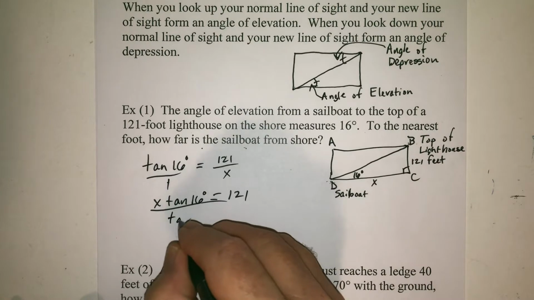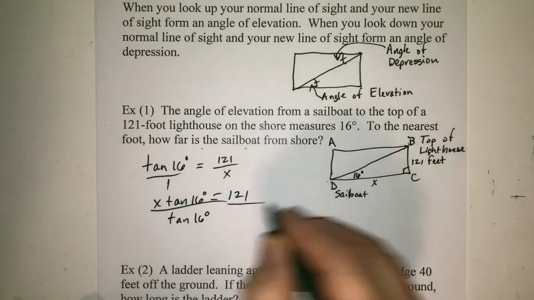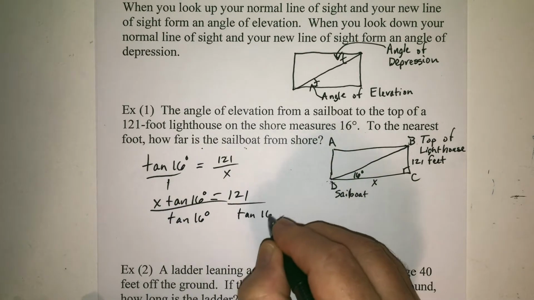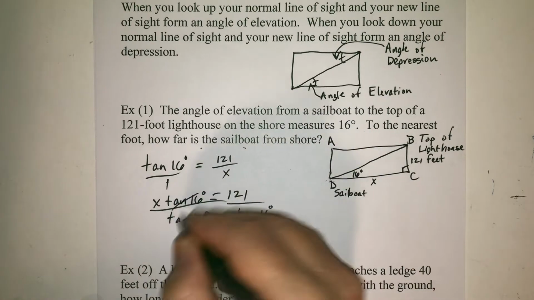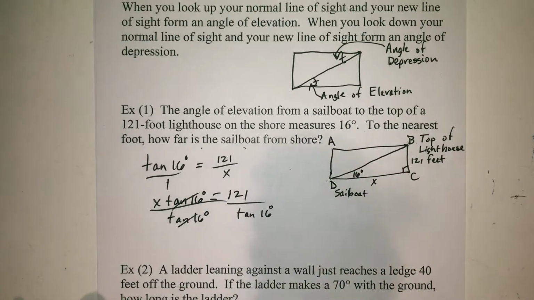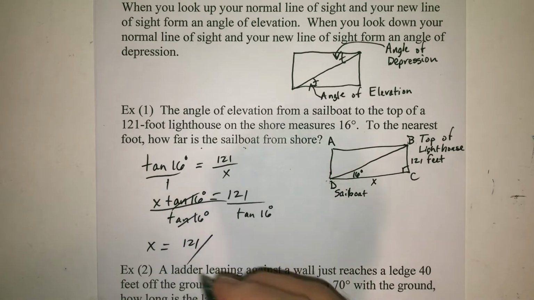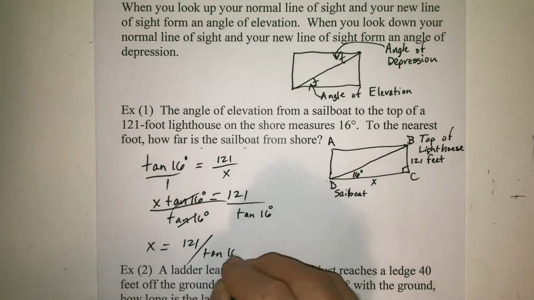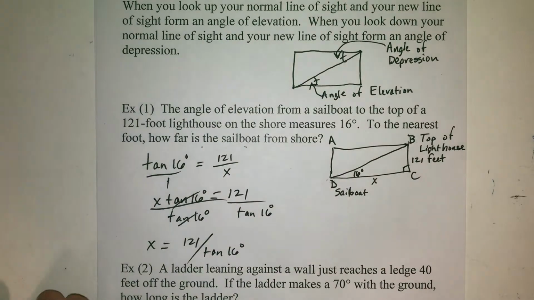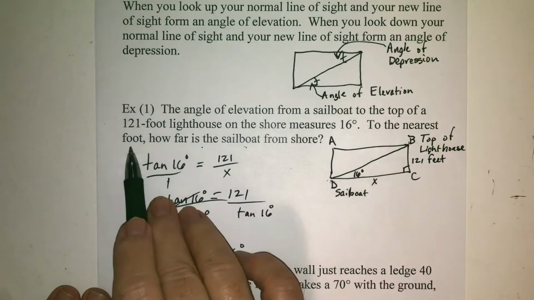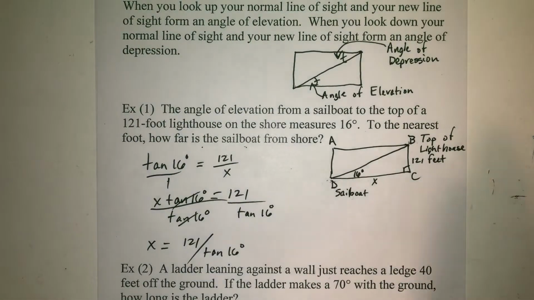Then I would need to go ahead and divide both sides by the tangent of 16 degrees. On the left, the tangents of 16 degrees would cancel, and I would have exactly 121 divided by the tangent of 16 degrees. Now, the only thing I would need to do, since it wants me to the nearest foot, is put that in the calculator and round it to the nearest whole number, because that's what the nearest foot would be.